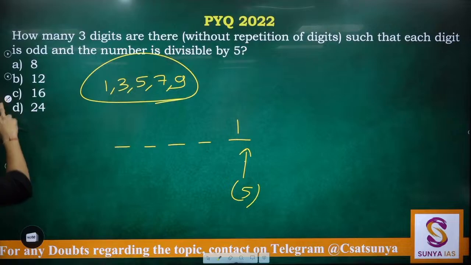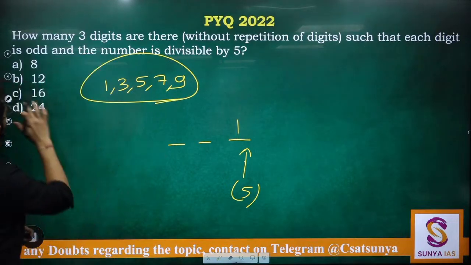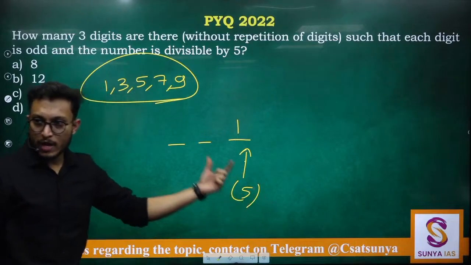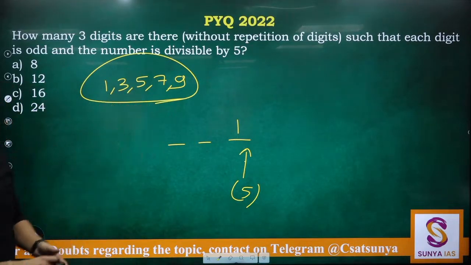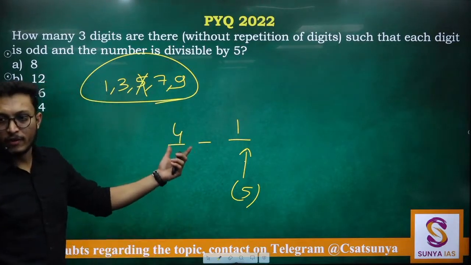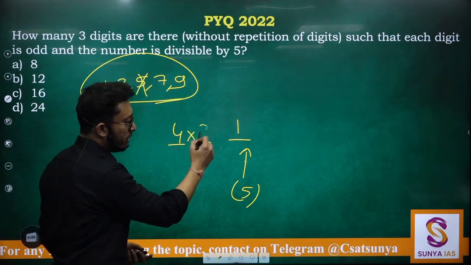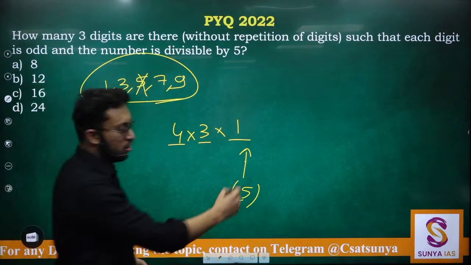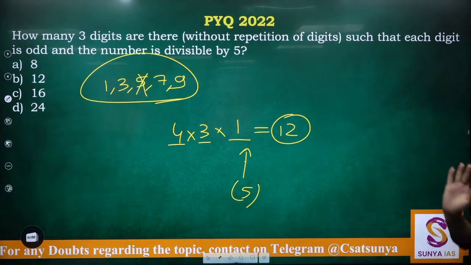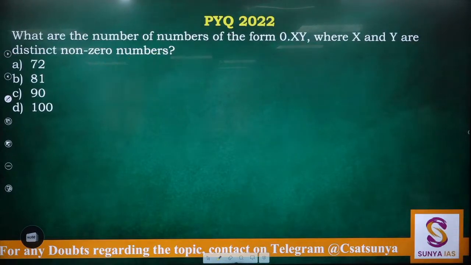Sorry, it is a 3-digit number. So 3-digit number and this has to be 5. I am left with 4 digits. 5 has already been filled. So 4. If I fill any of the digits here, I am left with 3 digits. So in total 12 such numbers can be formed. Is it easy? Do one more.